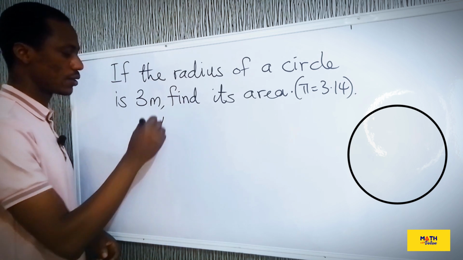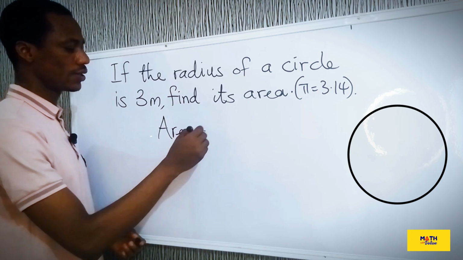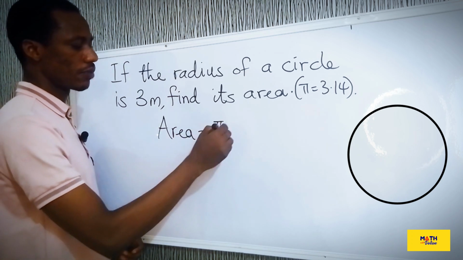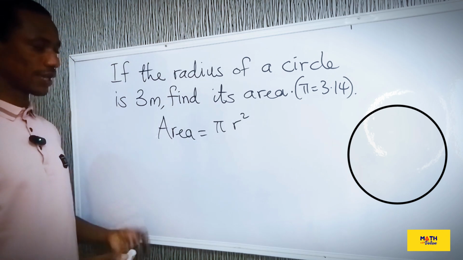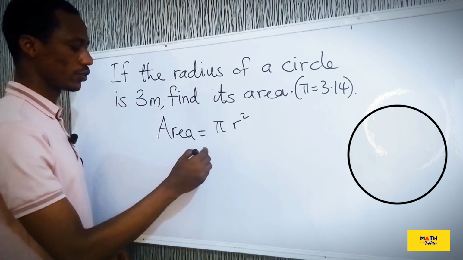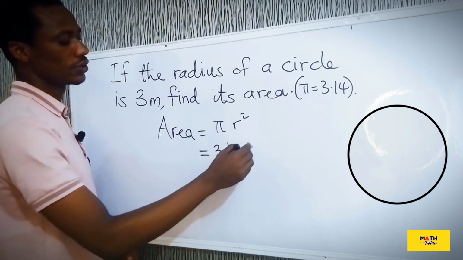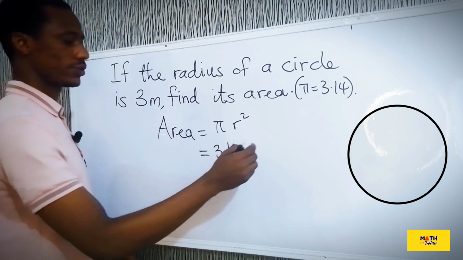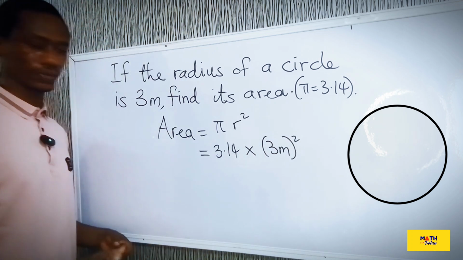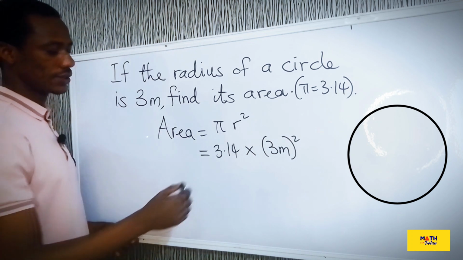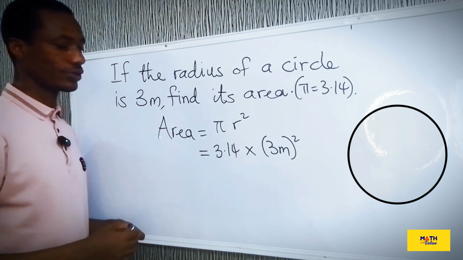Alright, let's write out our formula. For calculating the area of a circle, we know that the area of a circle is pi times radius squared. So we have pi to be 3.14 times radius, which is 3 meters, all squared. You can as well write it as 3 meters times 3 meters, like we have in our previous examples.